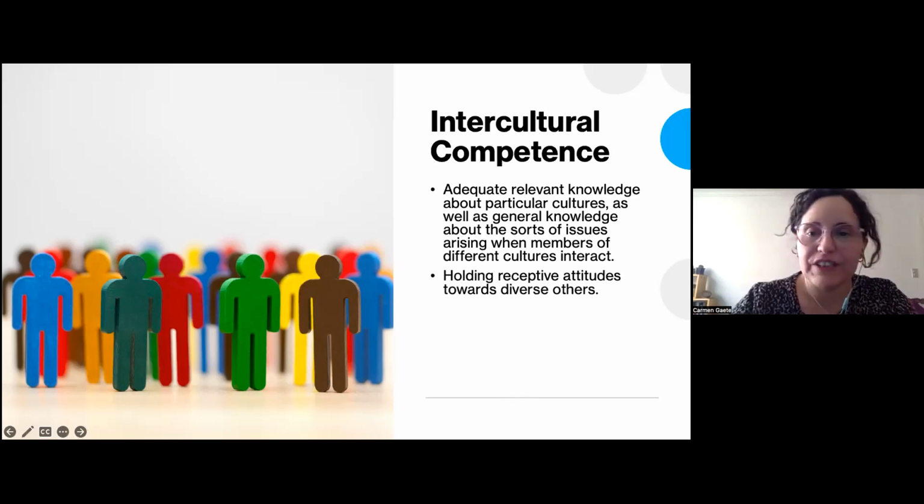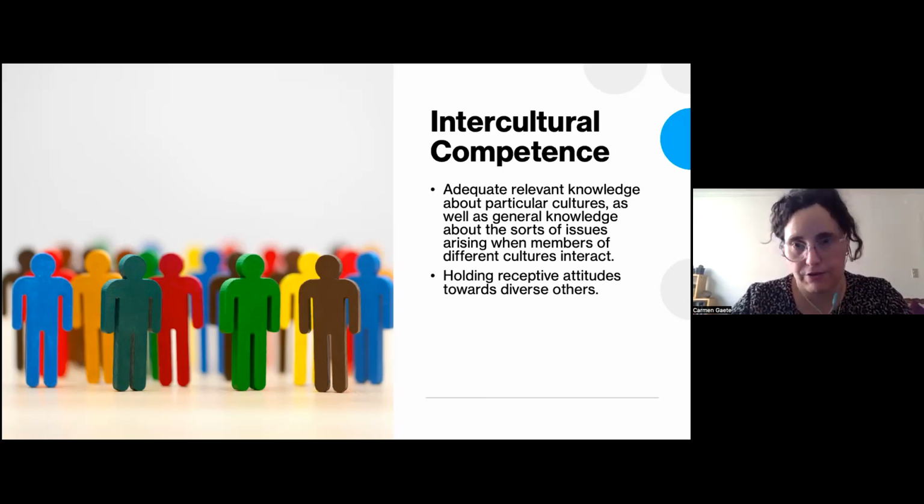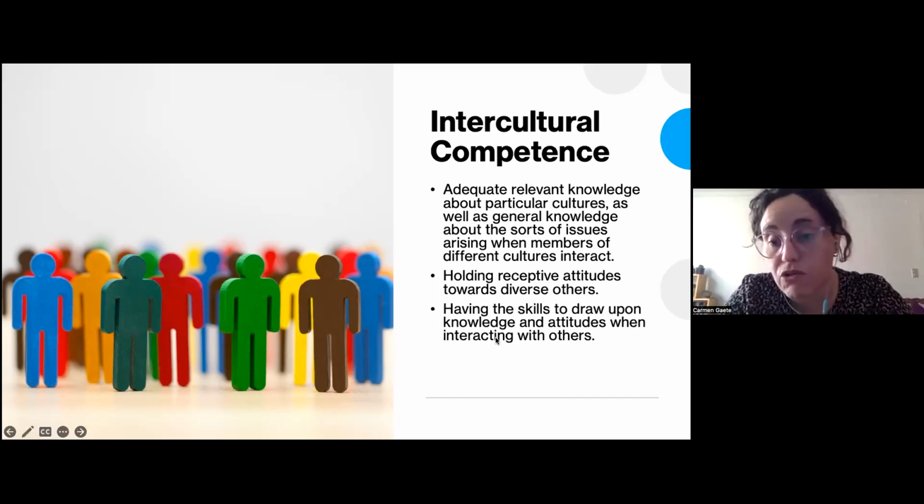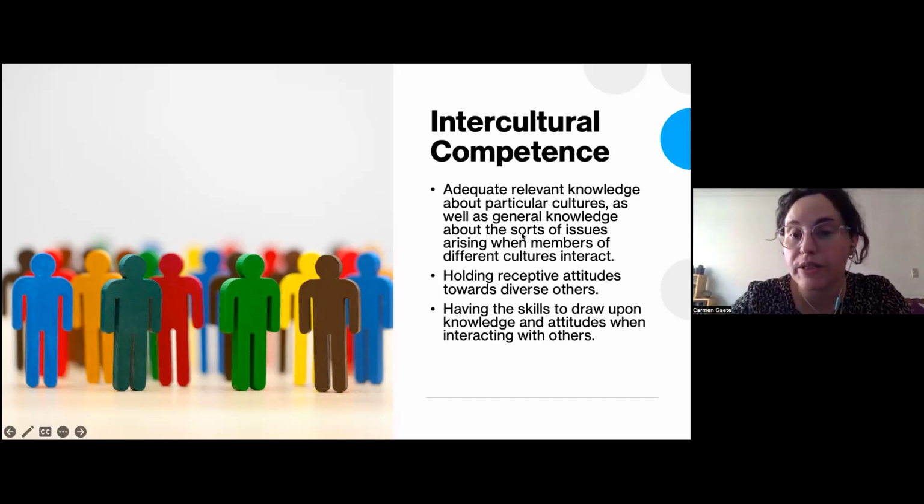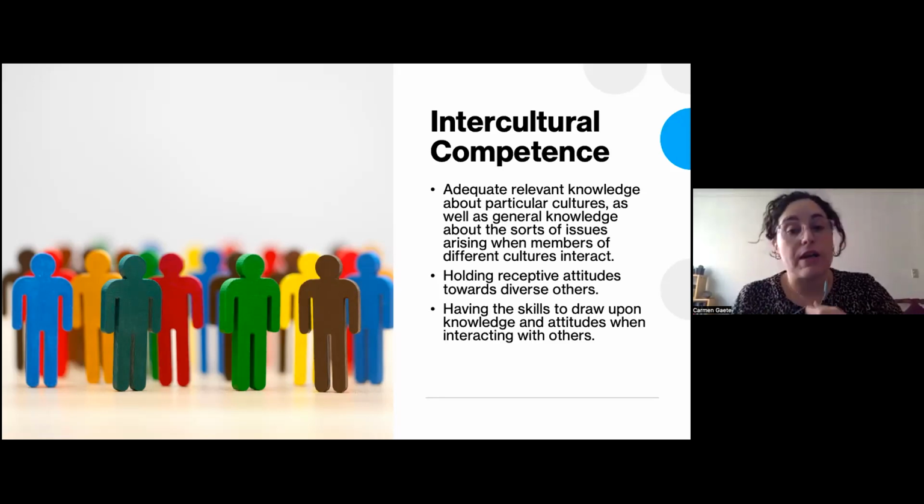Also, having a high level of intercultural competence means holding receptive attitudes towards diverse others. Receptive attitudes means that you have an open-minded approach to accepting differences as well. And finally, having the skills to draw upon knowledge and attitudes, the ones that we discussed in the first point, when interacting with others. So you do not only have this knowledge, but you're also able to retrieve it when you are interacting with people whose culture is different from yours.